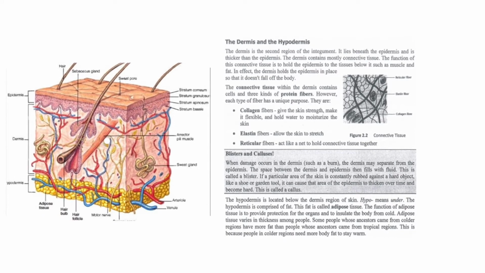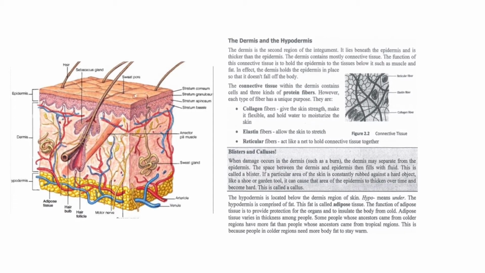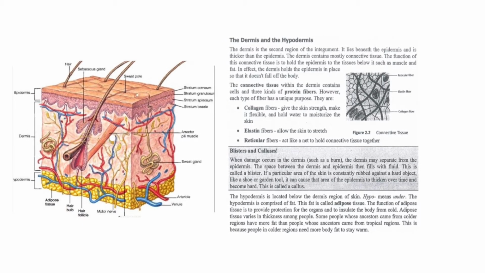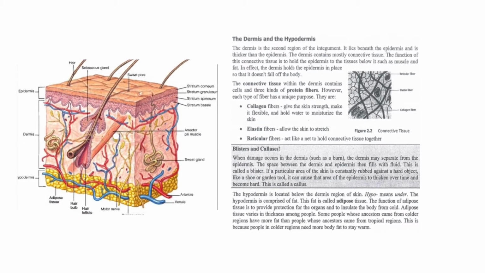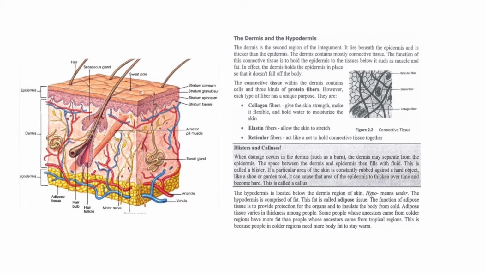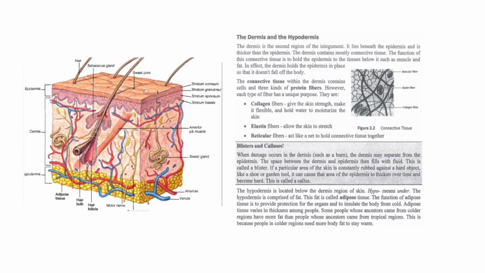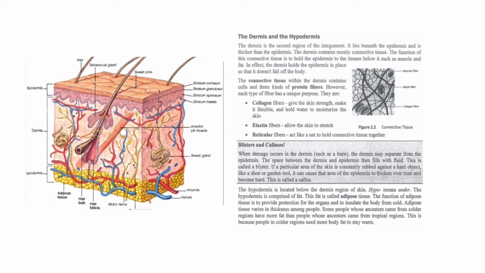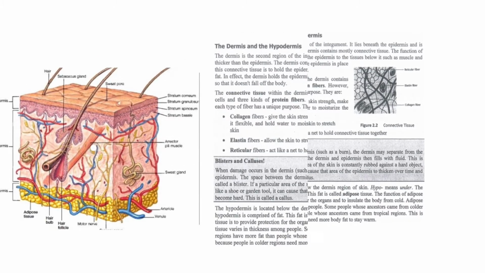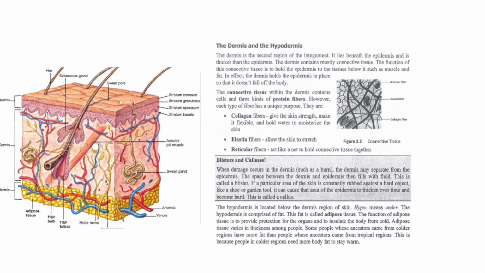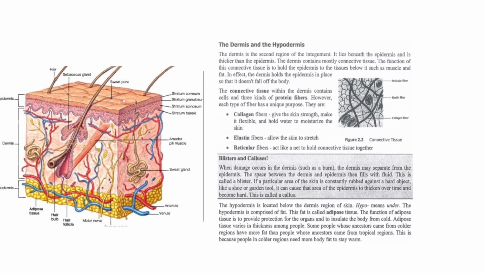Blisters and calluses. When damage occurs in the dermis, such as a burn, the dermis may separate from the epidermis. The space between the dermis and epidermis then fills with fluid. This is called a blister. If a particular area of the skin is constantly rubbed against a hard object, like a saw or garden tool, it can cause that area of epidermis to thicken over time and become hard. This is called a callus.